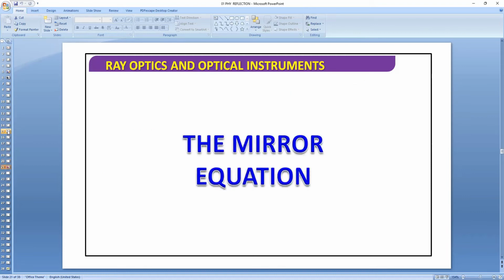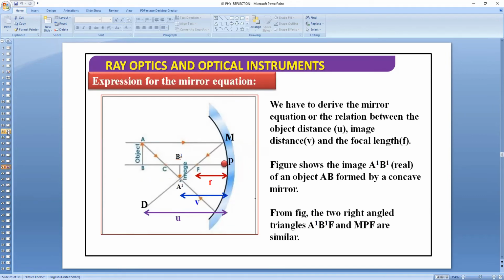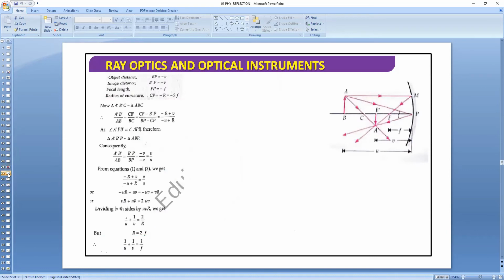Now we can study the mirror equation. We have to derive the mirror equation, or the relation between object distance, image distance, and the focal length. The figure shows image A dash B dash, which is downwards over here. It is a real image of an object AB formed by a concave mirror. From this figure, there are right angles at A dash B dash F as well as MPF. You can think these two triangles are similar; we will study further how to derive this.